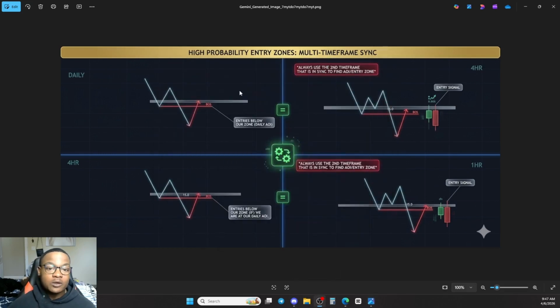So when we are looking for our entry zones, again, I'm simply looking for the daily time frame to show me some type of structure break towards the downside, which would be in sync with the 4-hour, giving me a structure break as well.